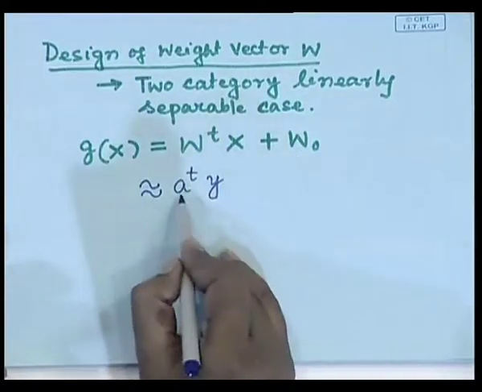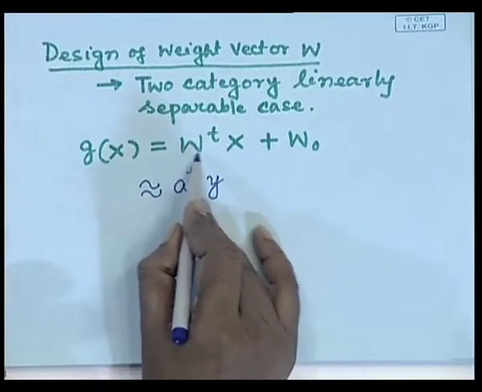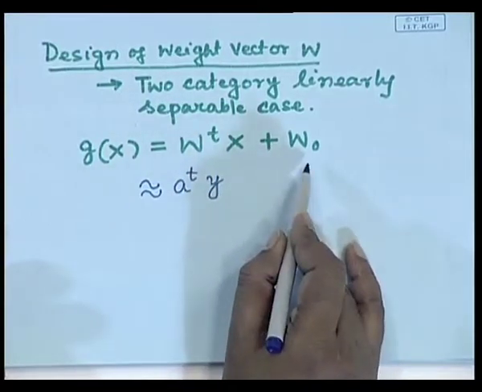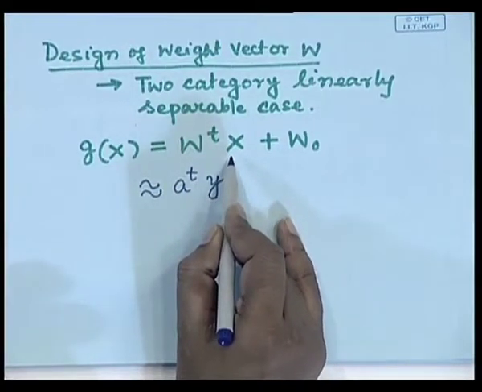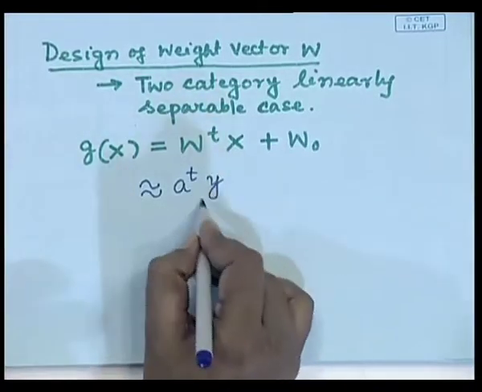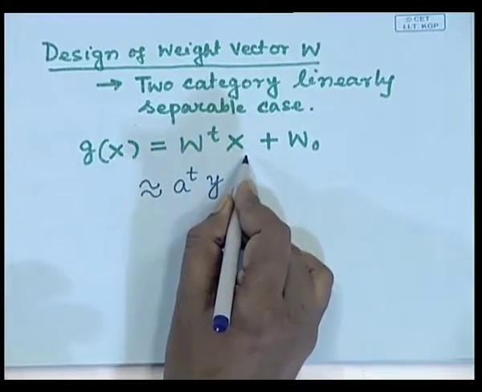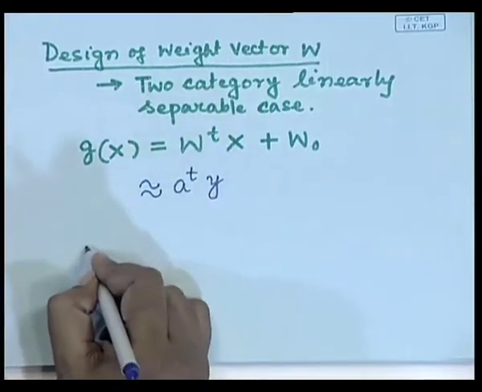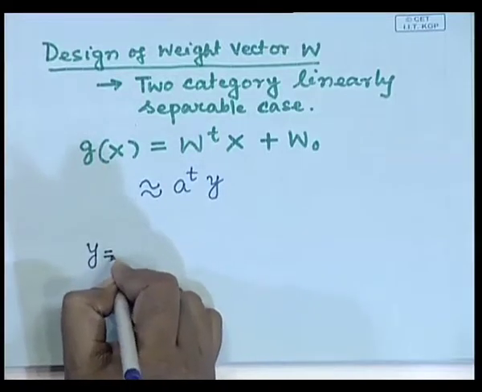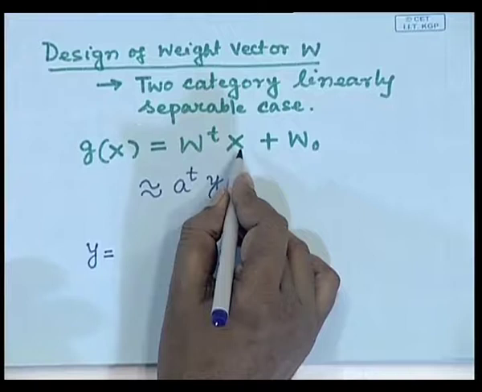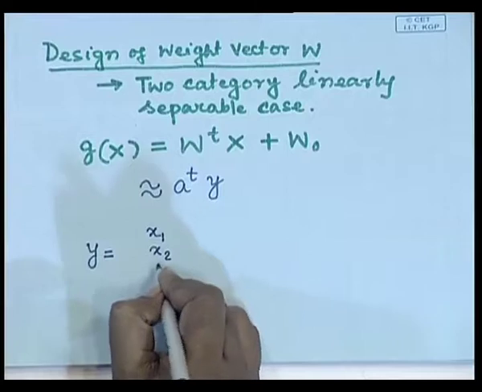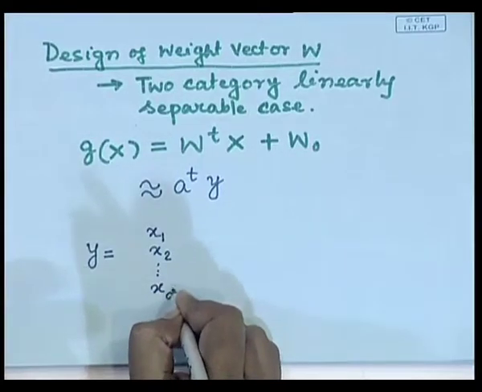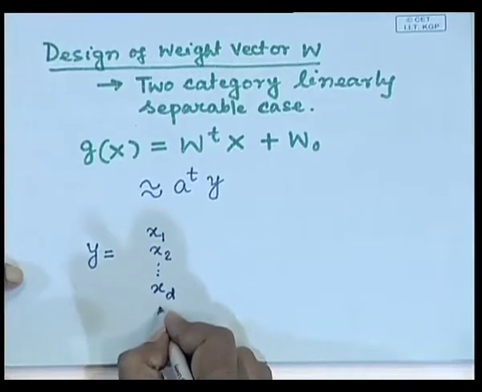So, if this weight vector A has to include all the components of w as well as w naught, then I have to do some augmentation in the feature vector x. So, what I will do is I will write y, which is the augmented feature vector x. What will y be? y will be nothing but all the components of x: the first component x 1, second component x 2, all the d components of x, up to x d, and I make the last component equal to 1.